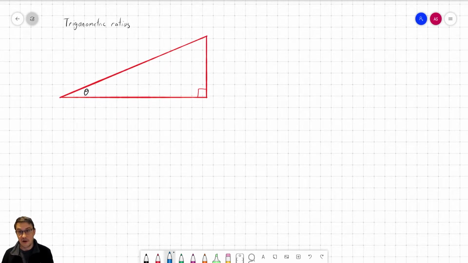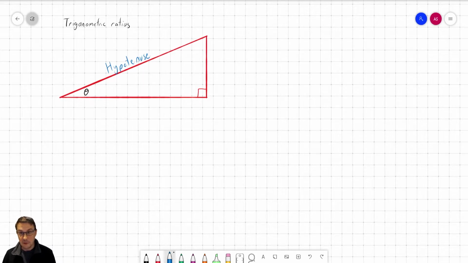Here we've got a right angle triangle and one of the angles, which I've just called theta in this instance. The sides we need to identify are the hypotenuse, the opposite, and the adjacent. The first one to show is the hypotenuse. The hypotenuse side is always the one across from where the right angle is located. So with the right angle over here, it's located across from that.